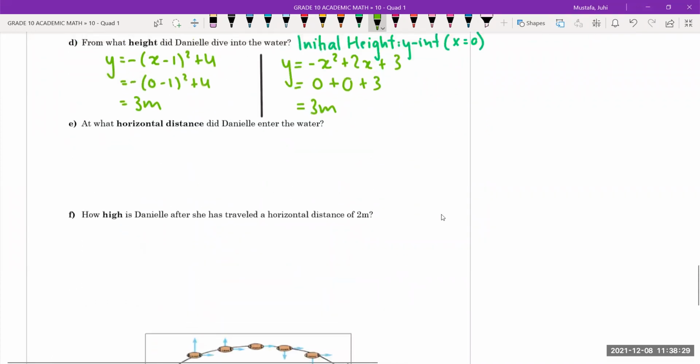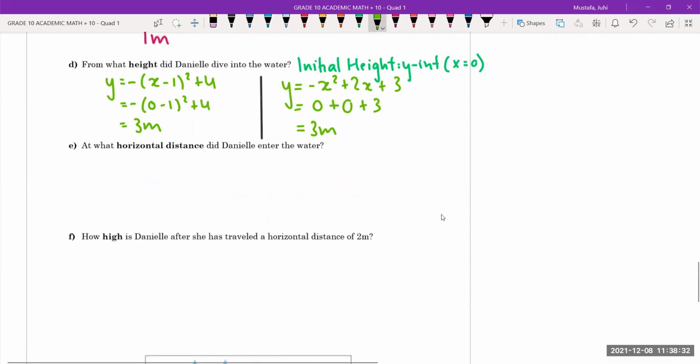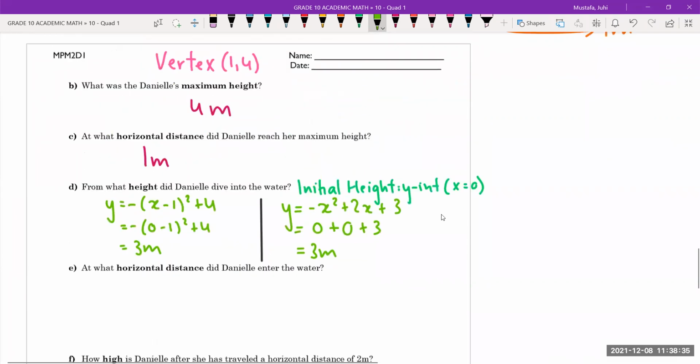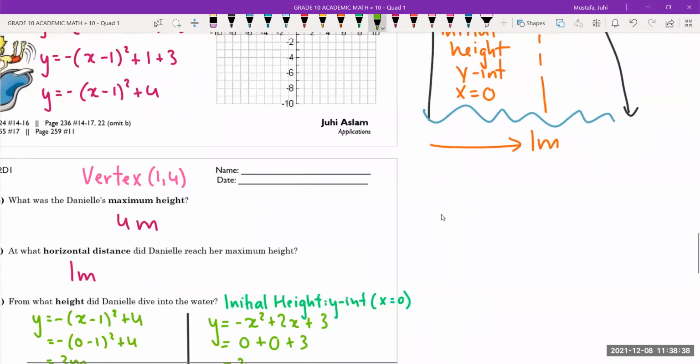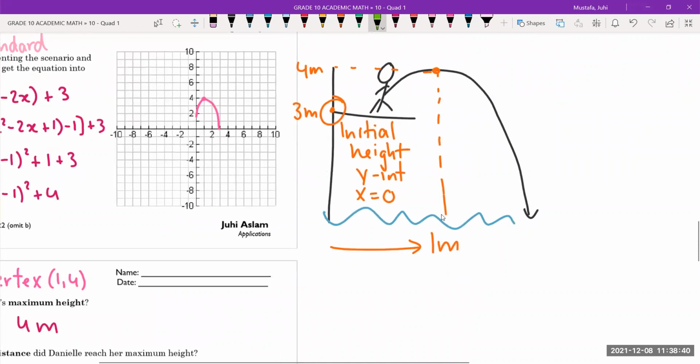Okay, 2 more questions. Question E says, at what horizontal distance did Danielle enter the water? And we can actually calculate this. It's not a challenge. Now, if you look at your parabola, Danielle is diving this way. We don't look at anything in the negative. But really, what are these 2 points in the parabola called? Yeah, these are your x-intercepts. So we're going to figure out the x-intercepts. One of them will be negative, which we're not going to count because you can't have a negative distance. And whatever the positive x-intercept is, that's the point where she enters the water from the origin of 0.